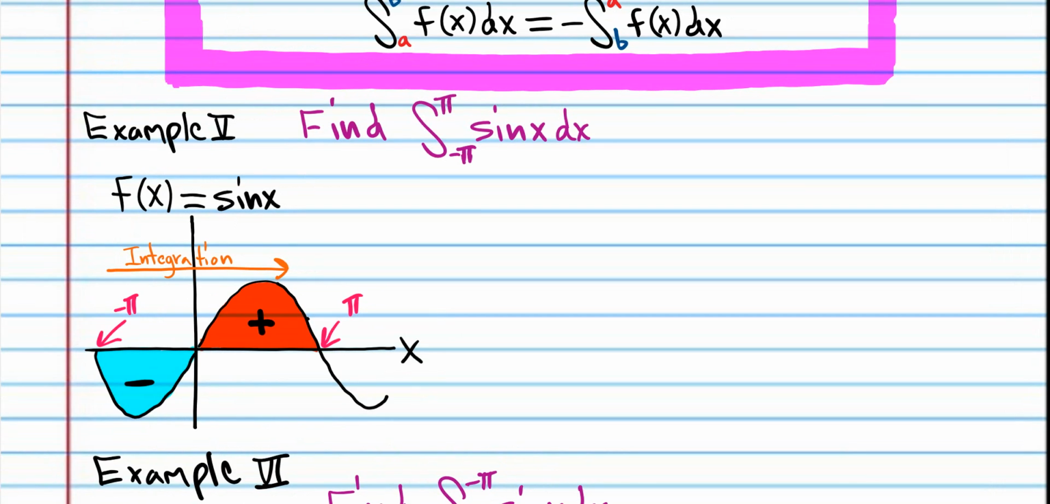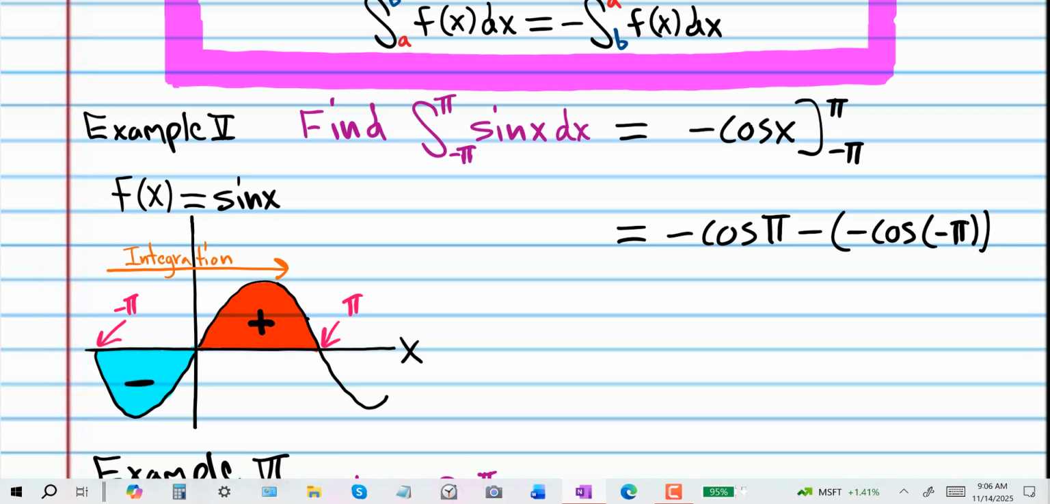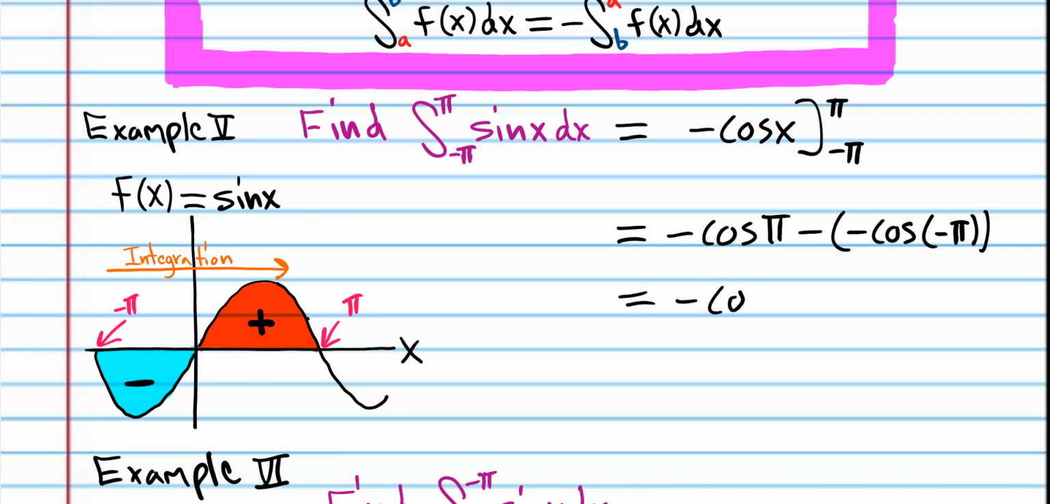So let's see if it works. So let's find the antiderivative of sine. That's a negative cosine x. And we're integrating from negative pi to pi. And so we're going to plug in pi and then subtract the antiderivative with negative pi plugged in. And the double negative goes away.